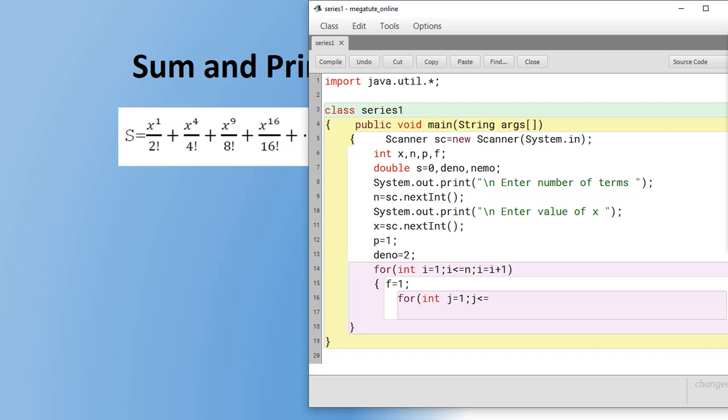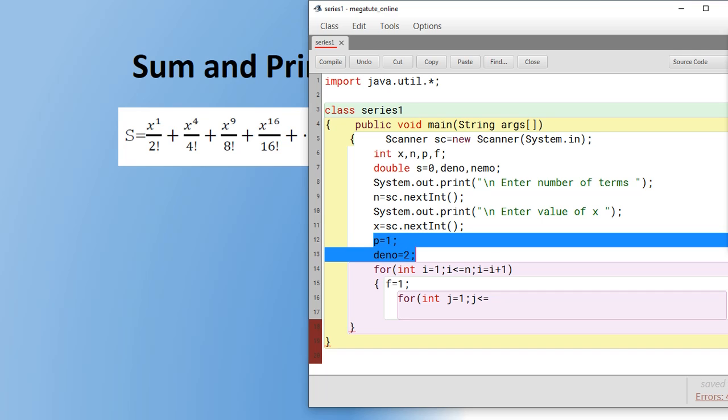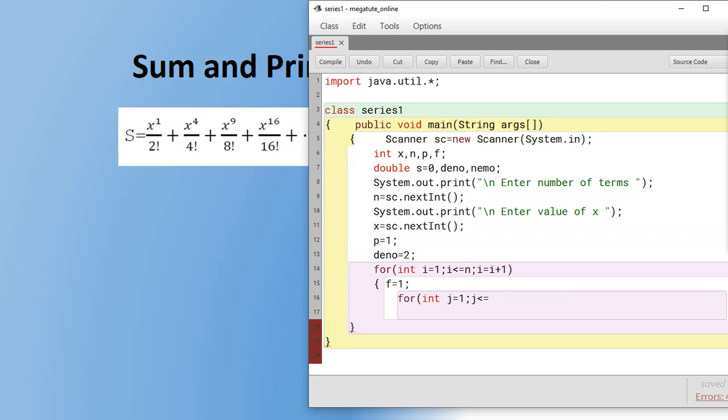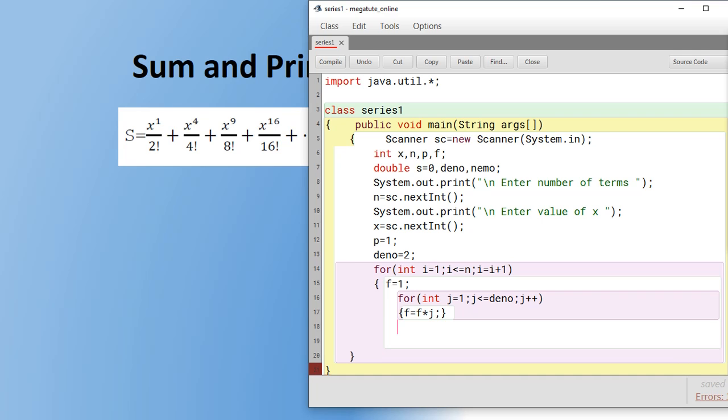Here we are calculating factorial of a denominator whose initial value is 2, which I have initialized here. So this will go till denominator and j plus plus. Now what does the factorial series do? The factorial series is going to multiply every value of j into f. Alright. So now at this point where my cursor is, I have found out the factorial of denominator.